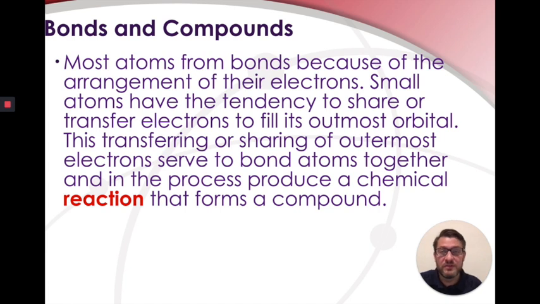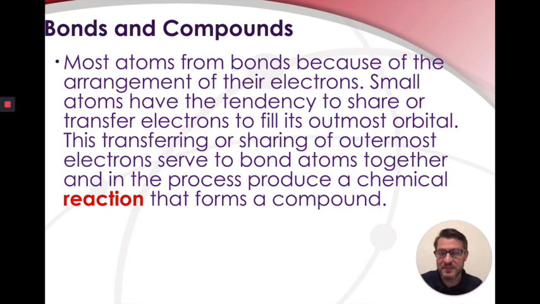What they're going to do is come together and form a compound. This is what we call a chemical reaction. A chemical reaction is where the valence electrons of those atoms are interacting. And what they're trying to do is find a stable composition.